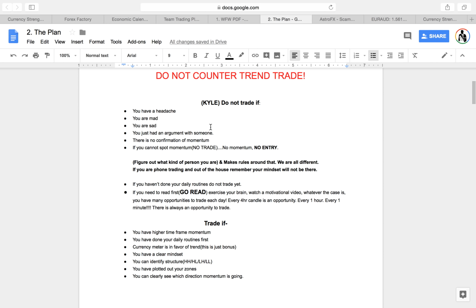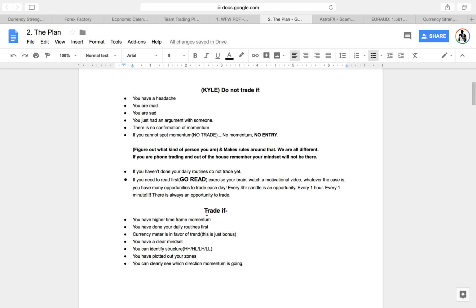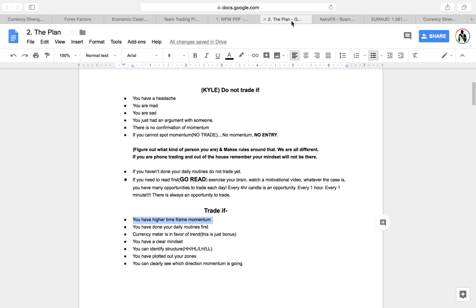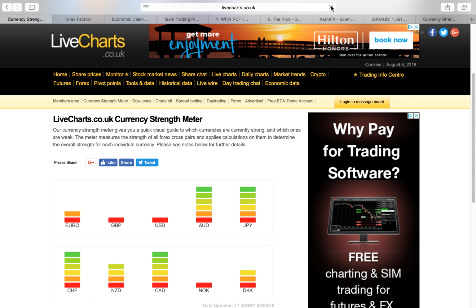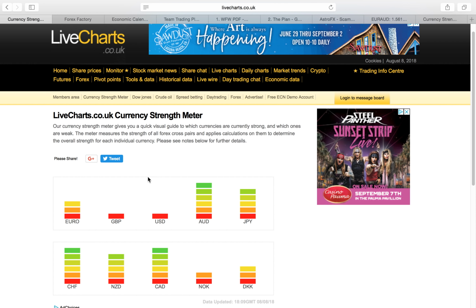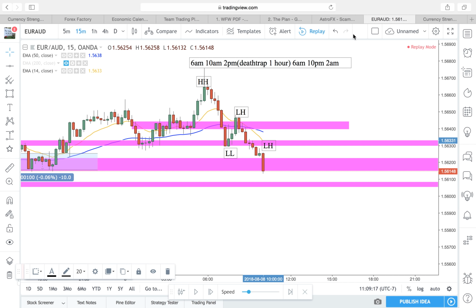So in our trading plan, we say we're going to trade if you have higher time frame momentum. Did we have higher time frame momentum? Yes, the 4-hour candle engulfed so strong. That was already the momentum, right? What's next? This is a personal thing. Currency meter is in favor of trend. That's just a bonus. The currency meter was in favor of trend. Let's refresh it, see what it's done. Gained a little bit more strength. Still in favor of trend, right? We're in favor of the trend.